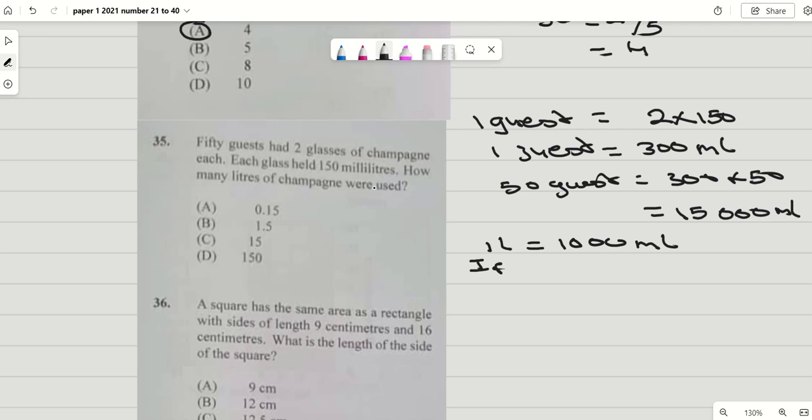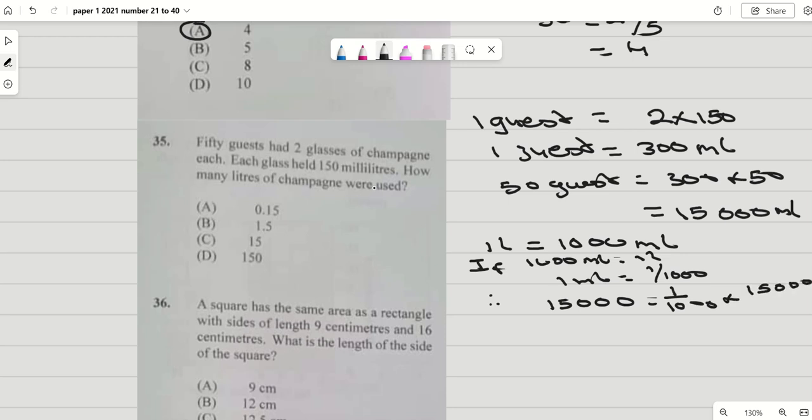If 1,000 milliliters is equal to 1 liter, then 1 milliliter would be 1 over 1,000, and therefore 15,000 would be 1 over 1,000 multiplied by 15,000 over 1. Cross out the 3 zeros, cross out the 3 zeros, you get 15, so the answer is C. There were 15 liters of champagne used.